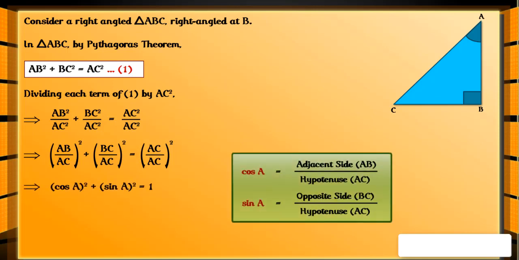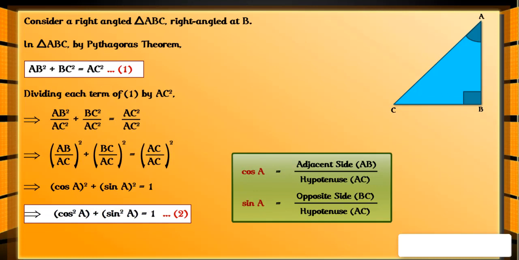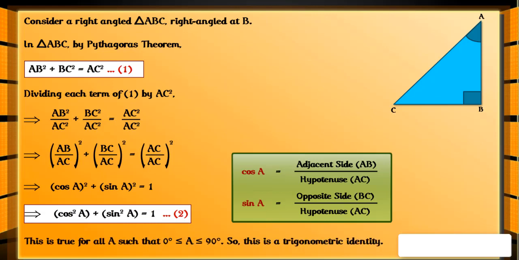This gives whole square of cos A plus whole square of sin A is equal to 1. That is, cos square A plus sin square A is equal to 1. This is equation 2. This is true for all A such that A is greater than or equal to 0 degrees but less than or equal to 90 degrees. So this is a trigonometric identity.